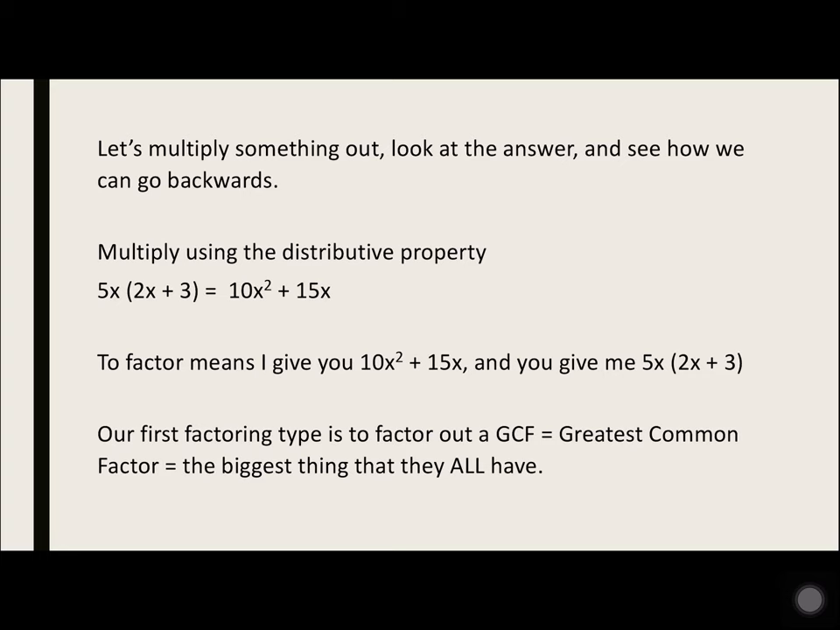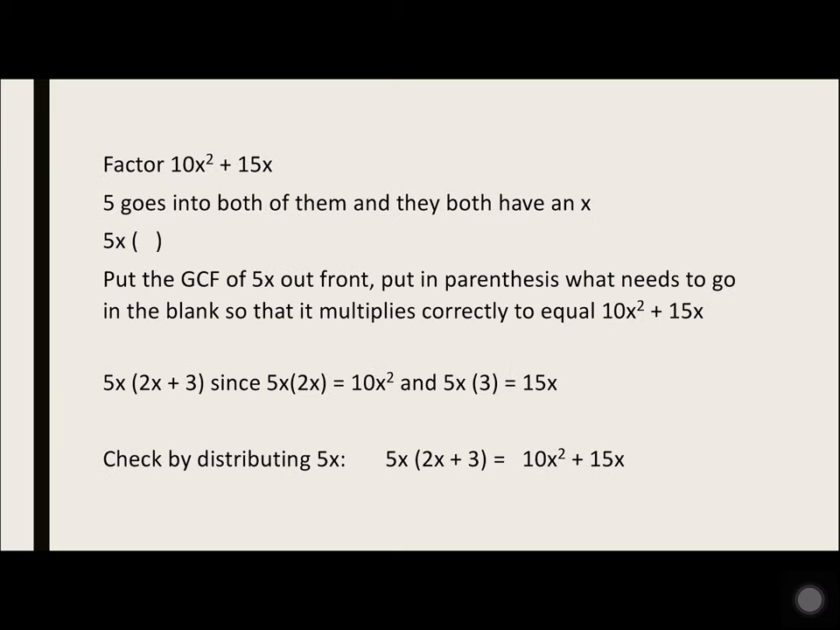Our first type of factoring is to factor out a GCF, greatest common factor. That's the biggest thing that they all have. Factor 10x squared plus 15x. 5 goes into both of them, and they both have an x. So you put 5x out front. Put in the parentheses what needs to go in the blank so that it multiplies correctly to equal 10x squared plus 15x. 5x times 2x plus 3, since 5x times 2x equals 10x squared, and 5x times 3 equals 15x.